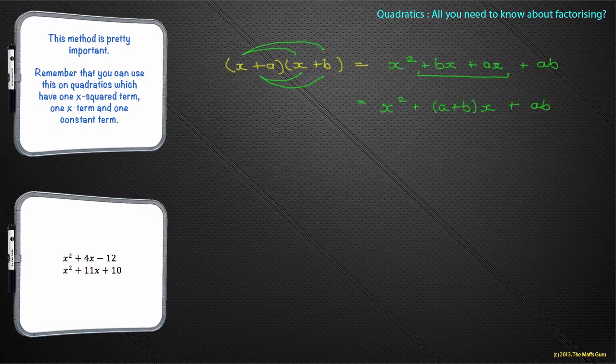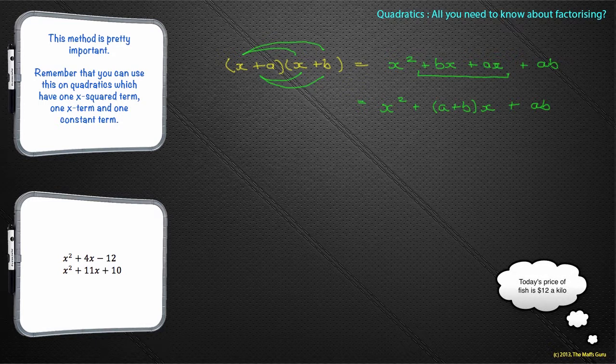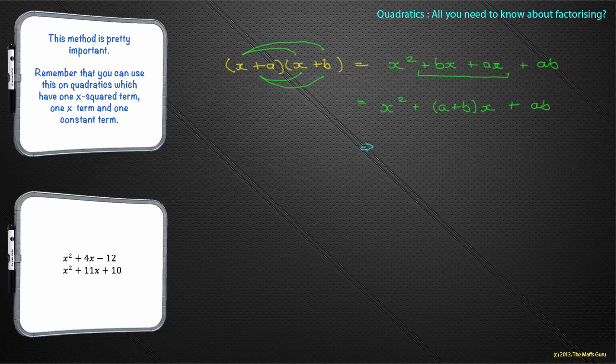Well, I suppose you're probably asking, what's that got to do with the price of fish? Well, let's just see what actually happens. That looks very similar to a quadratic equation. And in fact, it is. Remember, an example of a quadratic could be x squared plus 4x minus 12.